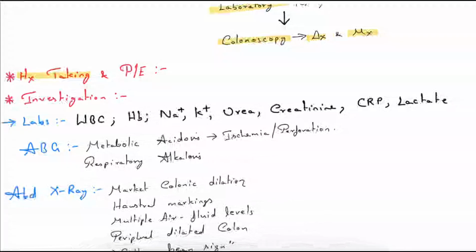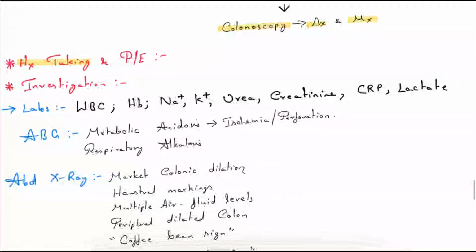Weight loss, anemia, and altered bowel habits: then we have to think colorectal carcinoma until proven otherwise. We have to rule out other things. Okay, so next, we have to go with investigation. In investigation, first we have to go with labs.